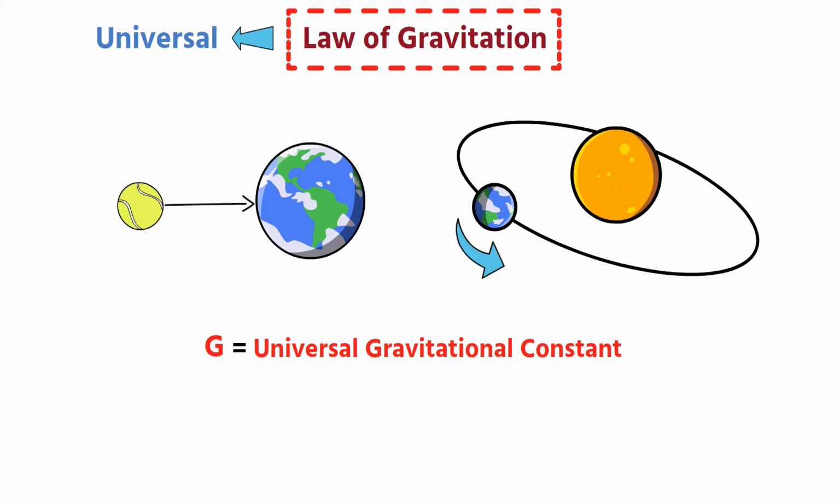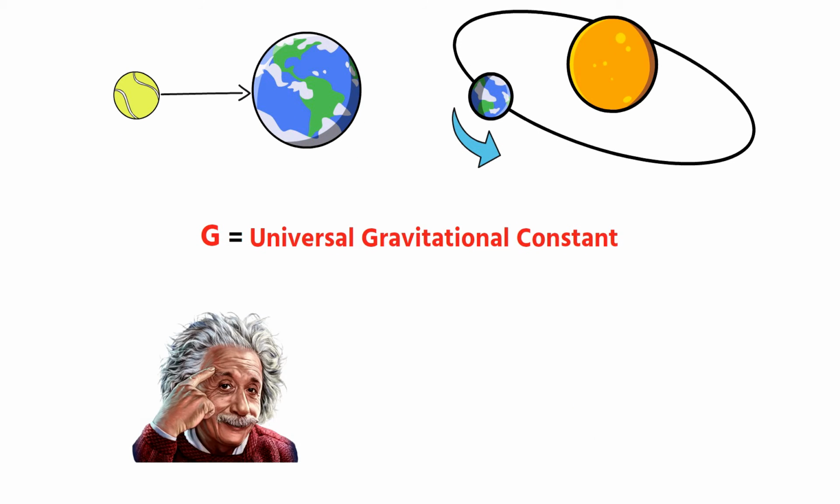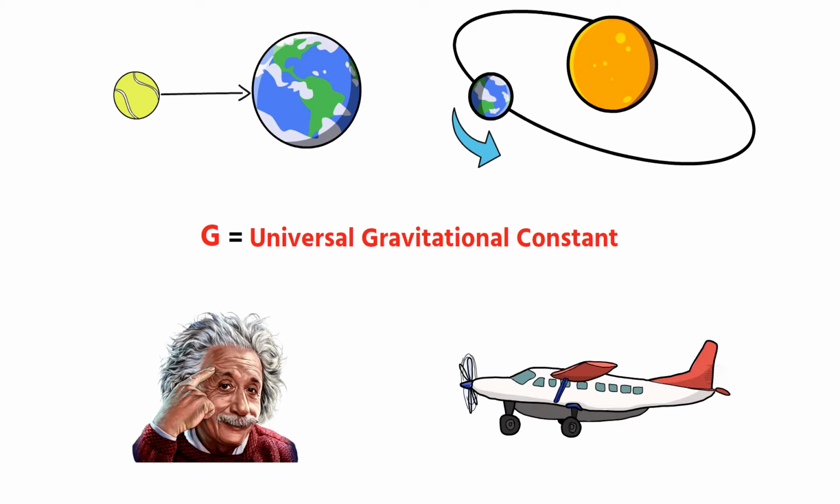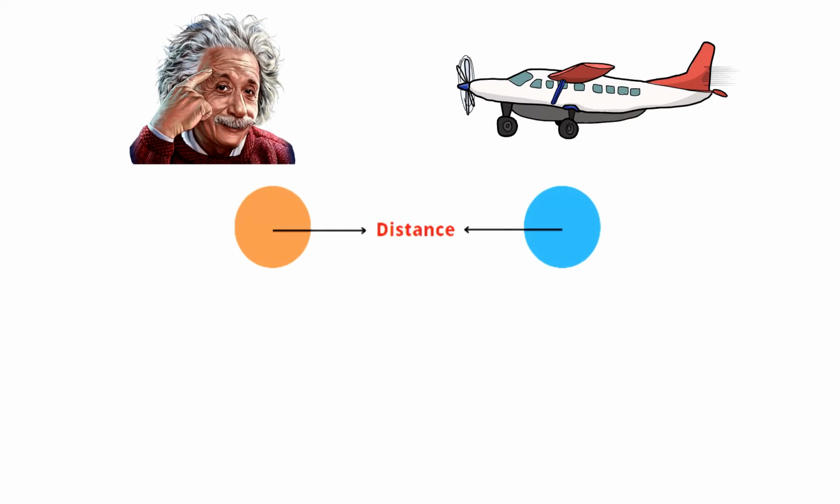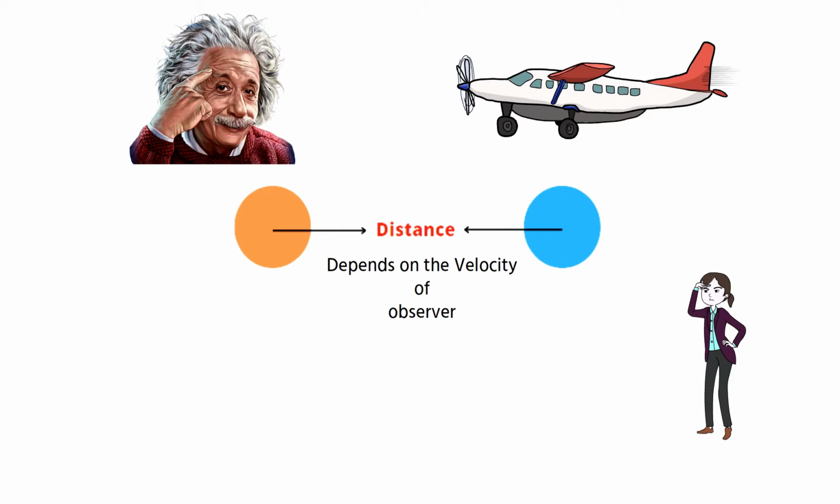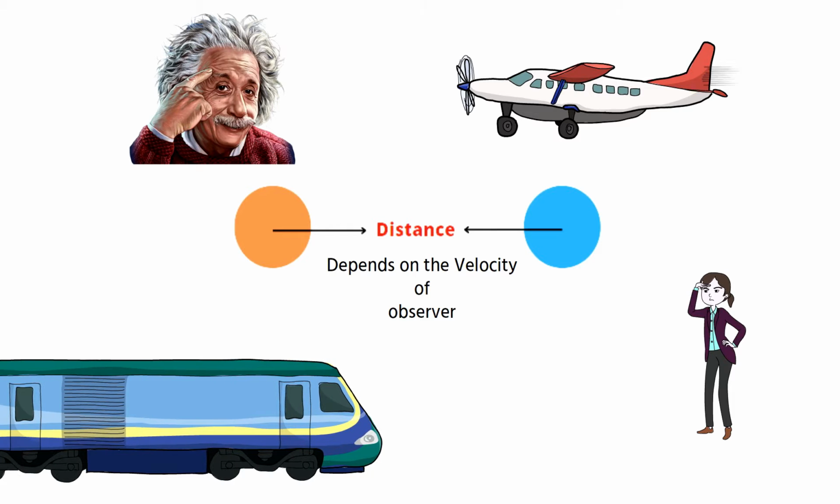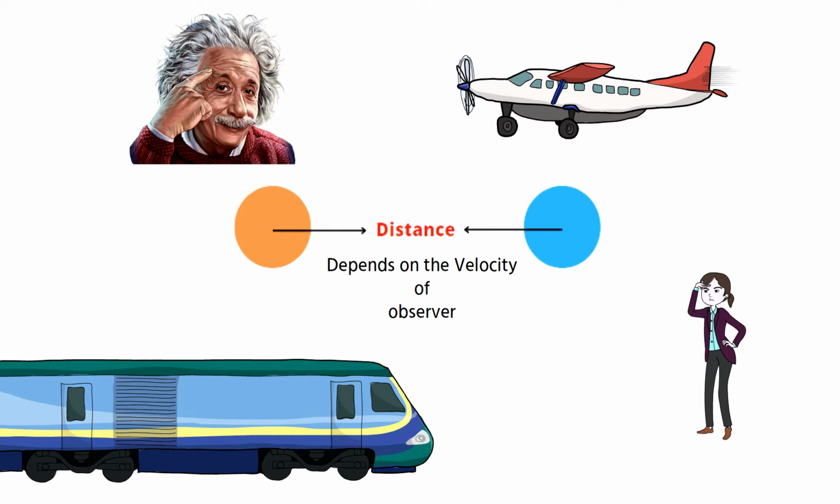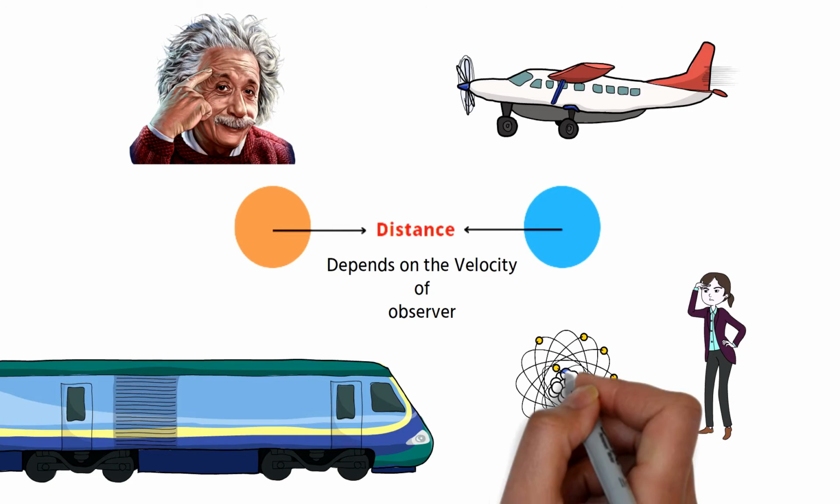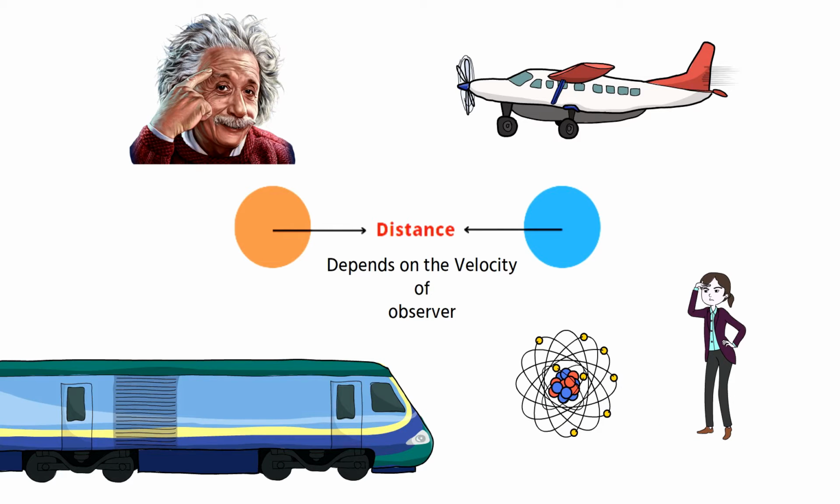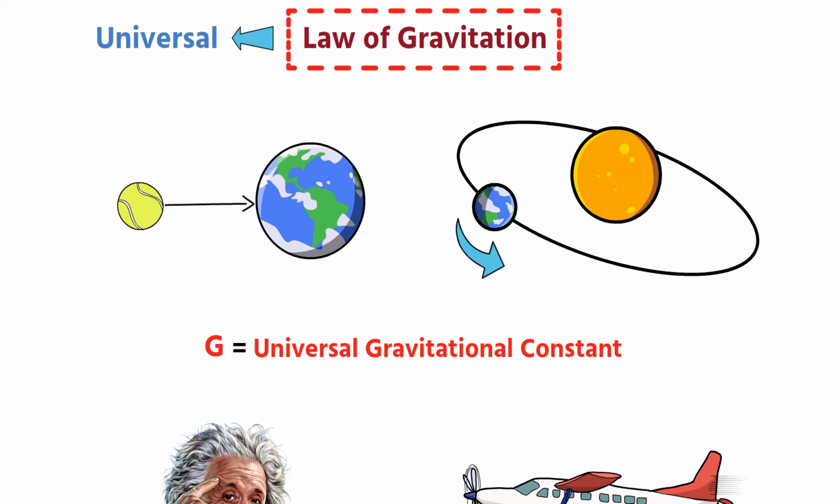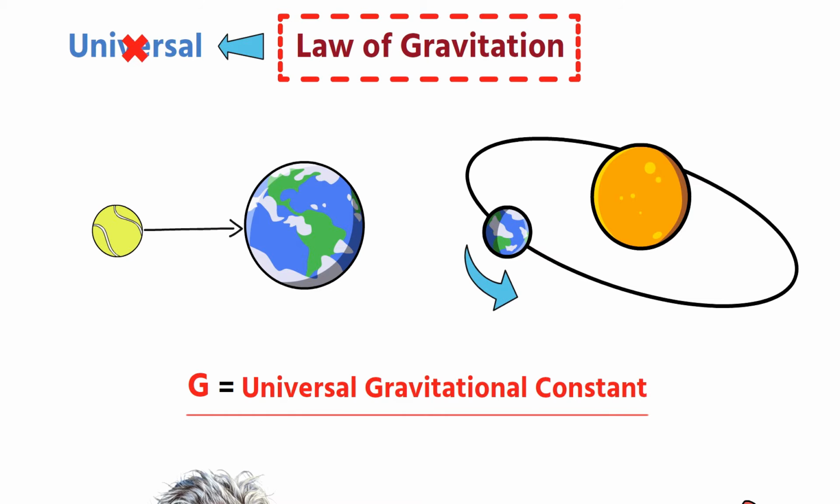However, according to Einstein's theory of relativity, the mass of an object depends on its velocity. The distance between two objects also depends on the velocity of the observer, that is, the distance between two objects measured by a stationary observer will not be the same as that measured by a moving observer. And also Newton's law of gravitation does not apply to microscopic distances, such as atomic and nuclear distances. For these reasons, Newton's law of gravitation can no longer be called a universal law. However, even in Einstein's theory, the universality of the gravitational constant G is not undermined.